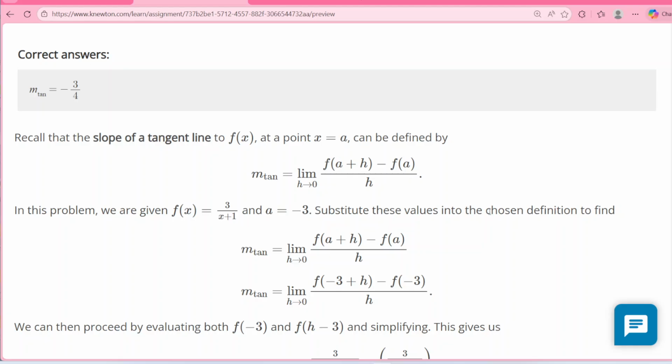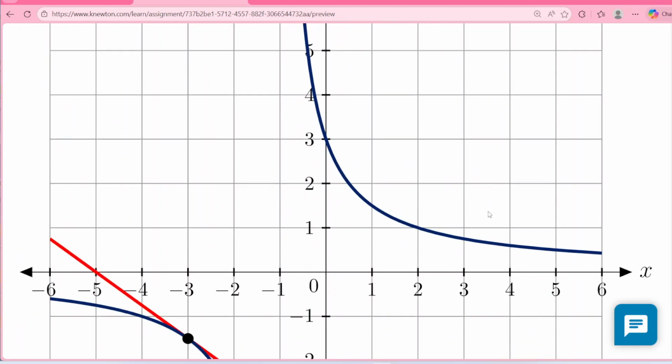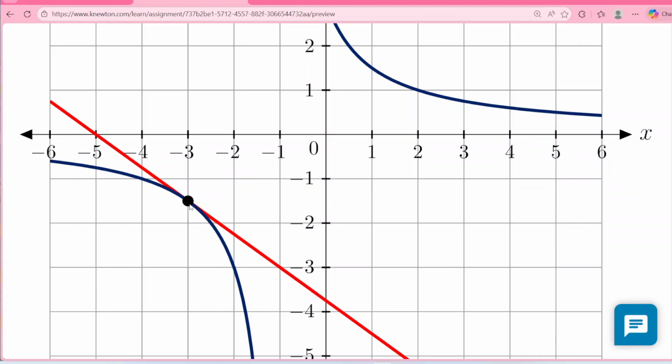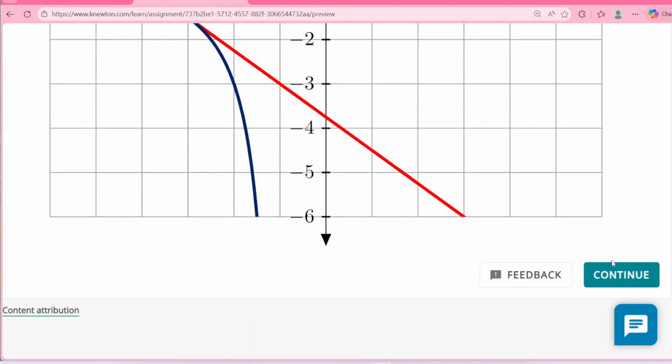Wonderful. And again, they probably have a nice picture down here. Look at this, right? So there's your point, negative 3, negative 1.5 for the y value. And this tangent line at that point, tangent to the curve with a negative slope, right? A slope of negative 3/4.